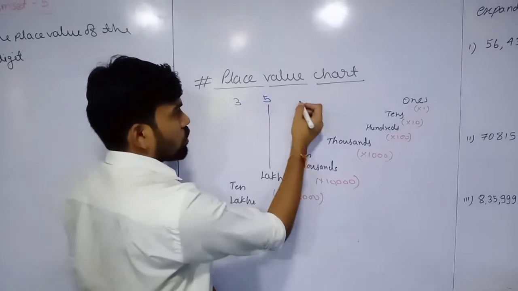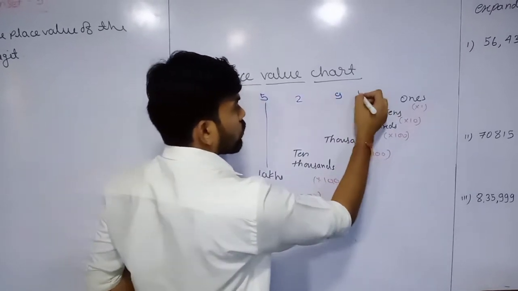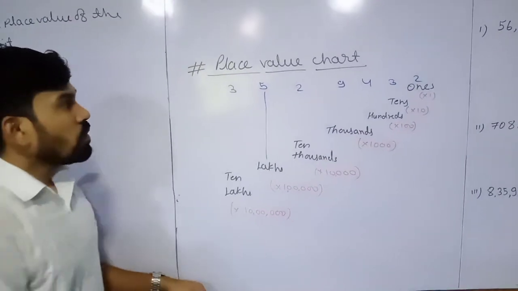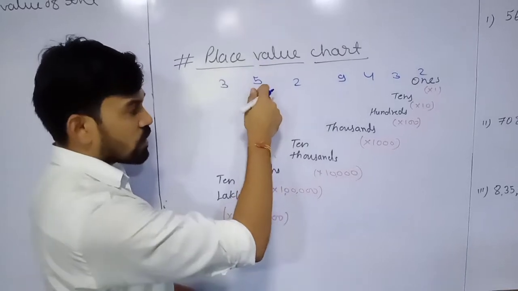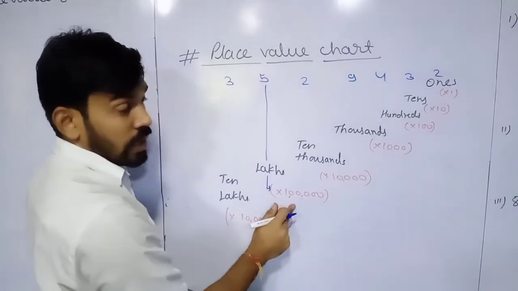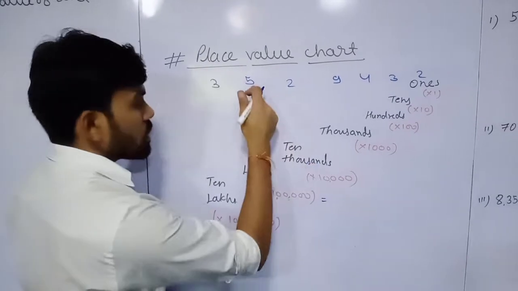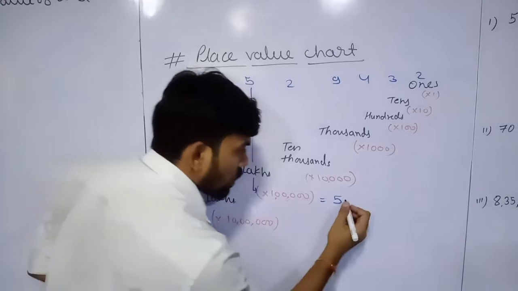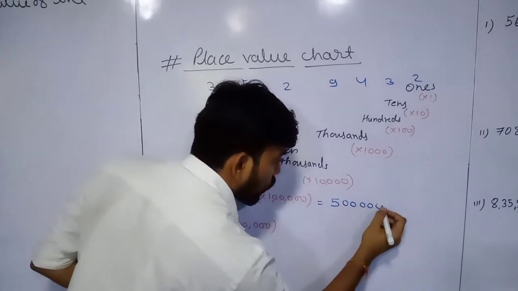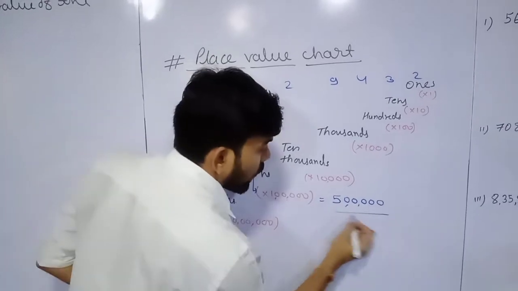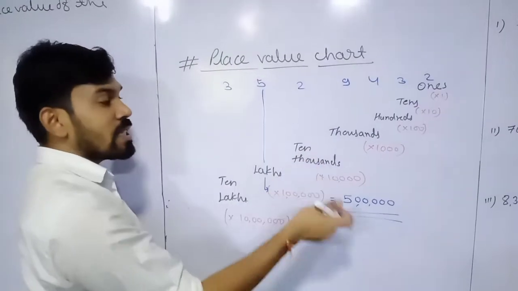3, 5, 2, 9, 4, 3, 2. This way we have a number. We want to find out the place value of this 5. So 5 multiply with 1 lakh. How many places here do we have? 1, 2, 3, 4, 5. That means 5 into 1 lakh we got 5 lakh. The place value of this 5 is 5 lakh.